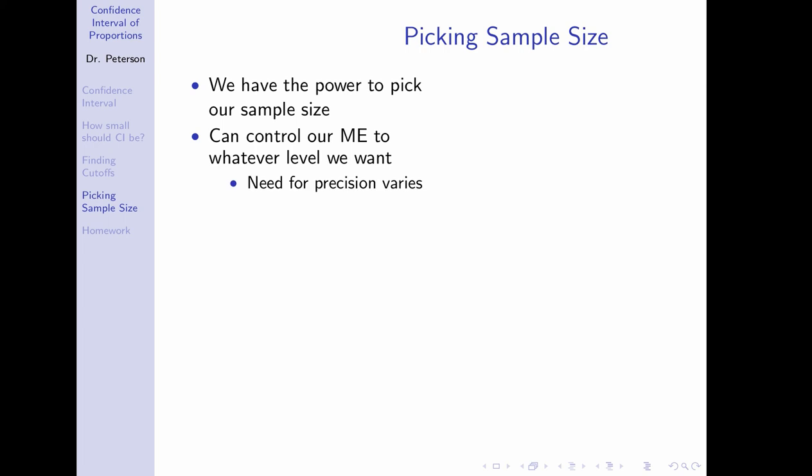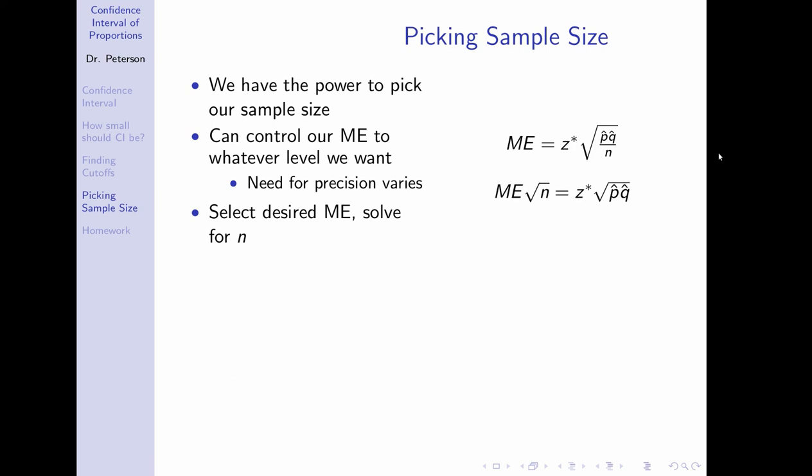The need for precision varies depending on our question. So if we select a desired ME, so that's margin of error, we can solve for the n. Remember that our margin of error is calculated as z star, or z critical, times our standard error. Here our standard error is square root of pq over n. Now if we just move things around a little bit, here I multiply both sides by the square root of n, then I divide by the margin of error to get n alone over here. We have z star times square root of pq over the margin of error.